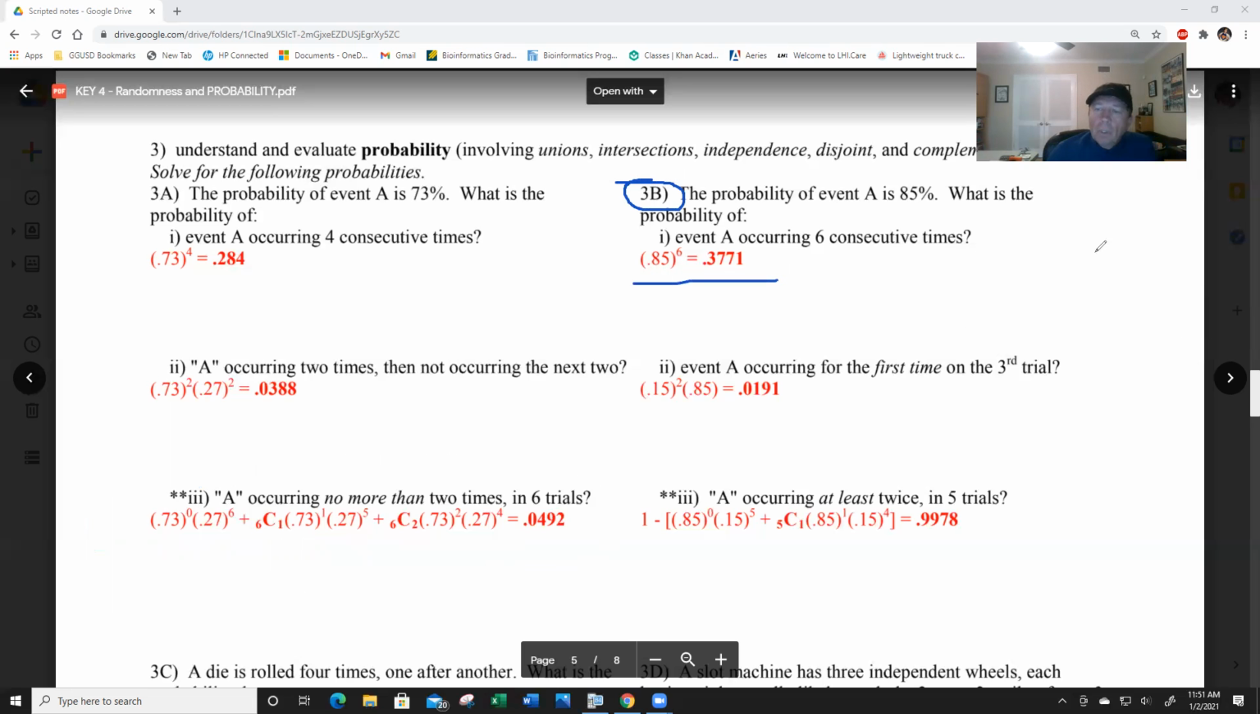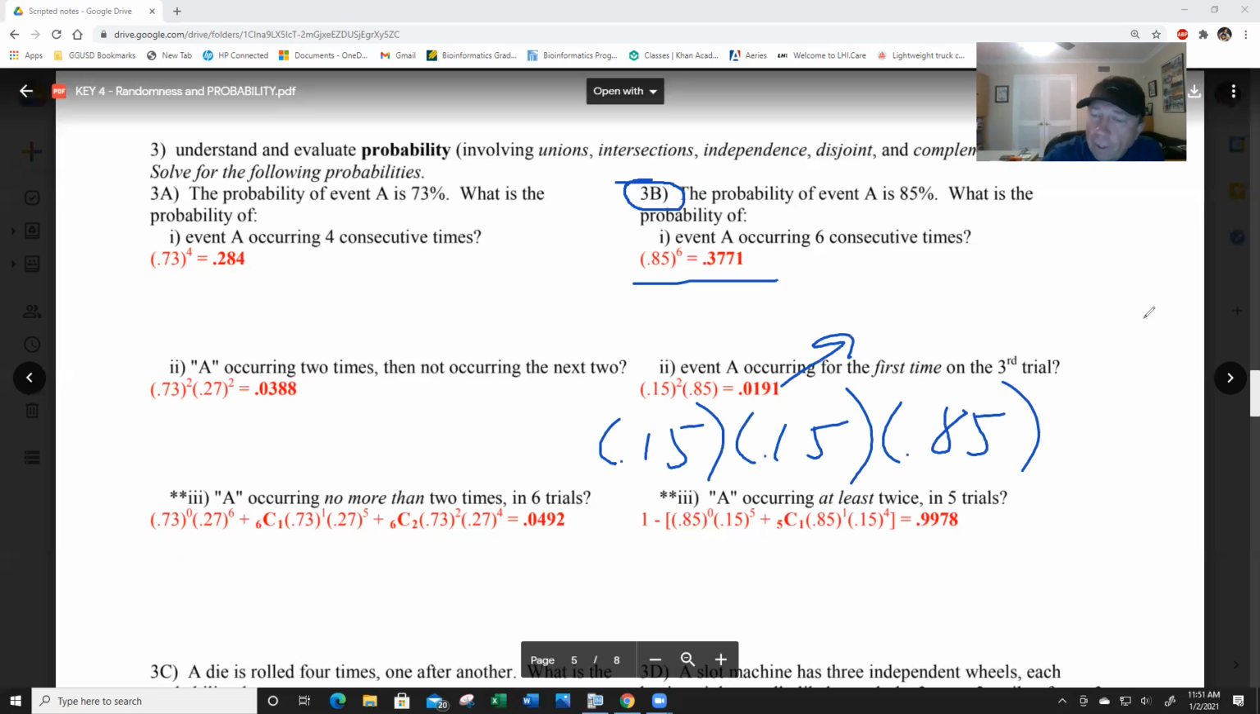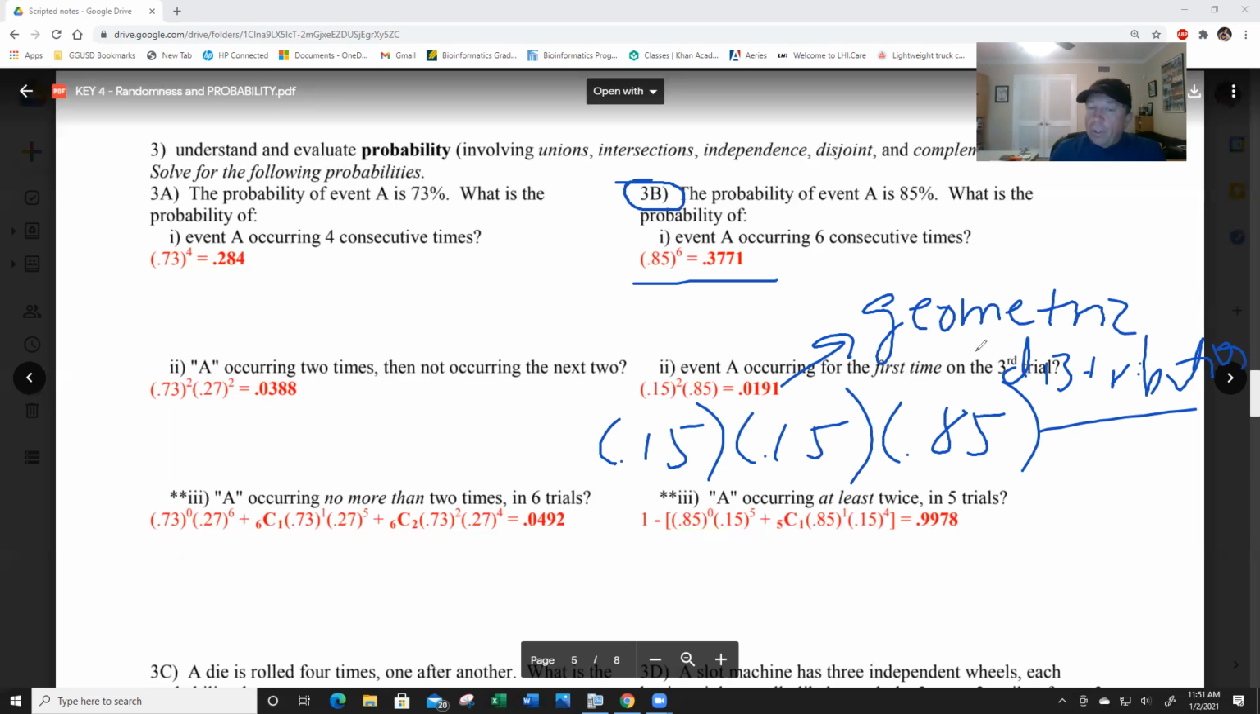Piece of cake. What are the chances it occurs for the first time in the 3rd trial? So it doesn't happen the first time, then it doesn't happen the 2nd time, then it does happen the 3rd time. By the way, for future reference in AP stats, that is called the geometric distribution. Okay, for right now, we're just using it. We're not really getting into it a whole lot. We're just kind of introducing it, but it is called the geometric distribution.